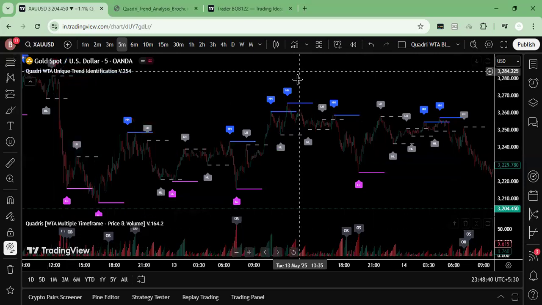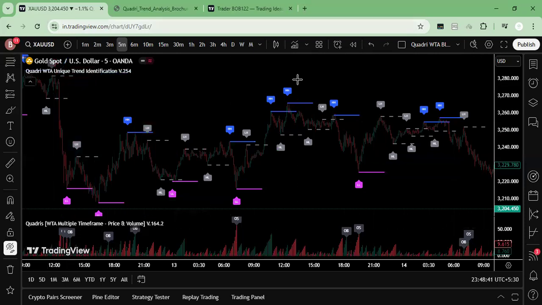So first thing first, what comprises this indicator? You have a blue label with blue line, pink label with pink line, and gray label with gray dash line. So these are the three major components of this indicator. First thing, you get a solid line, dash line, and then a solid line.